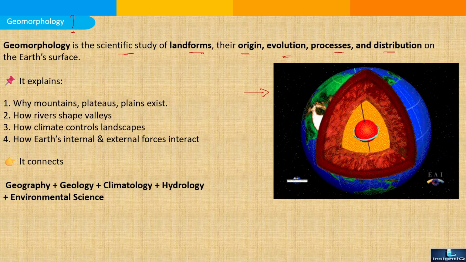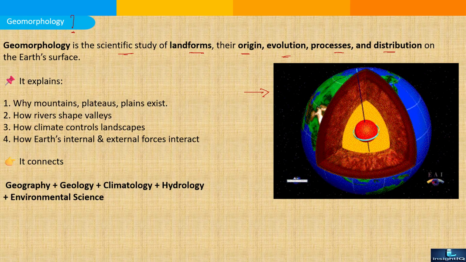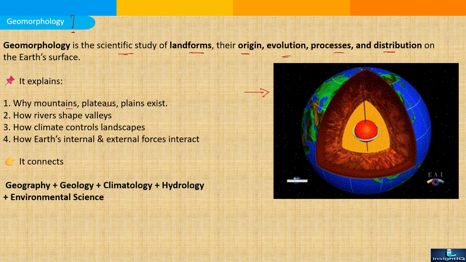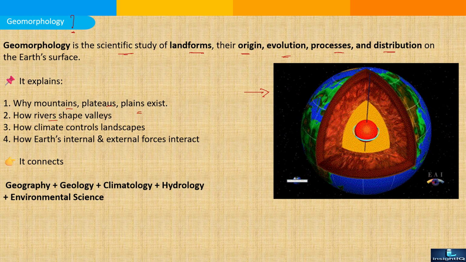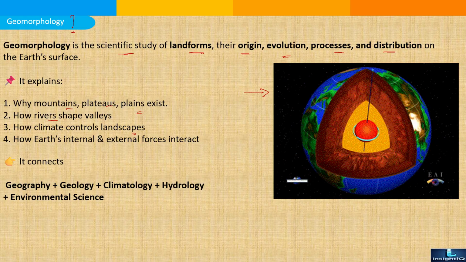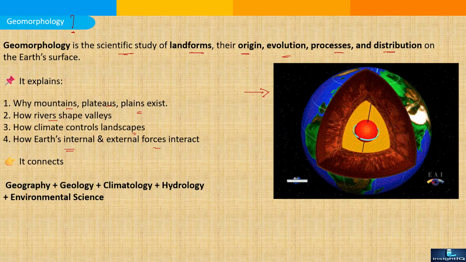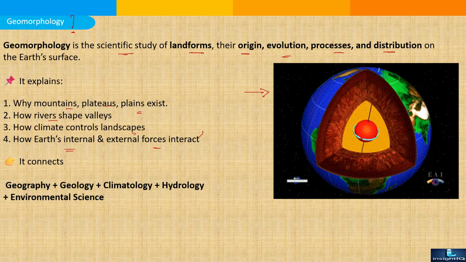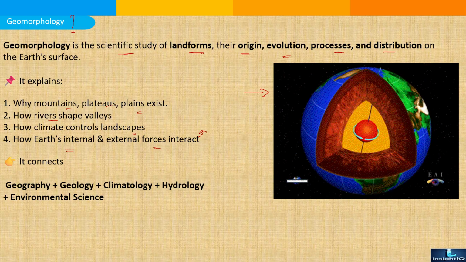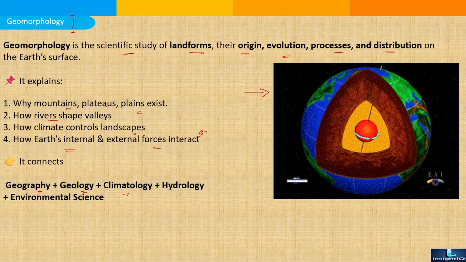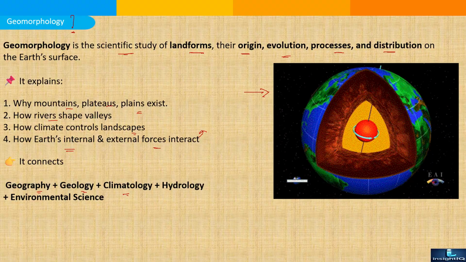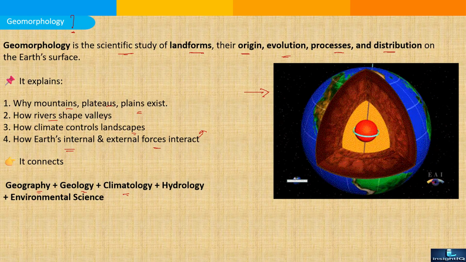this representation. It explains why mountains, plateaus, and plains exist in this world, how rivers shape their valleys, how climate controls landscape, how the Earth's internal and external forces interact, and what landforms are created. It connects directly with geography, geology, climatology, hydrology, environmental science, etc.